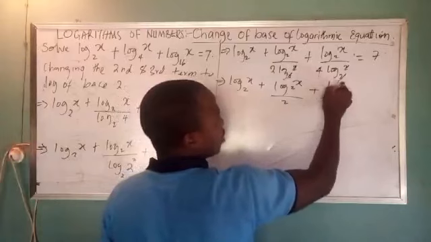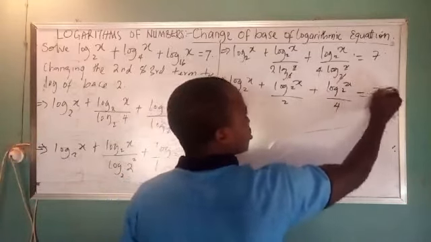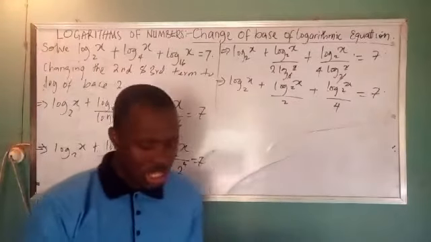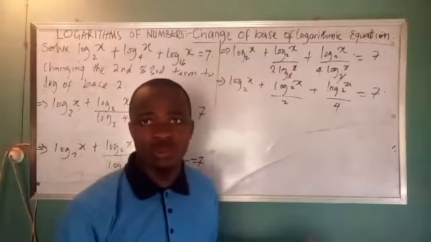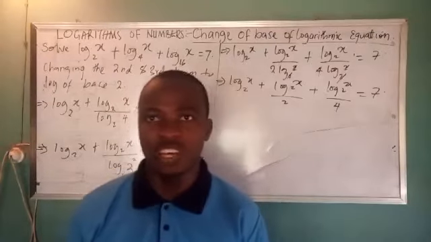So what do we have? We have log x base 2 over 4, which equals 7. So now what's the next thing to do? The next thing to do here is to make this equation be in linear form. Therefore, you want to clear the fraction. You don't want to see the fraction here again.